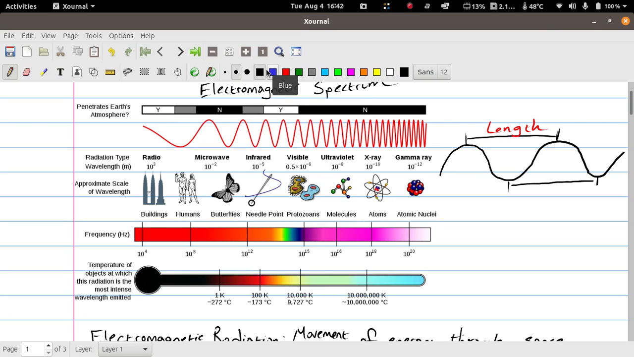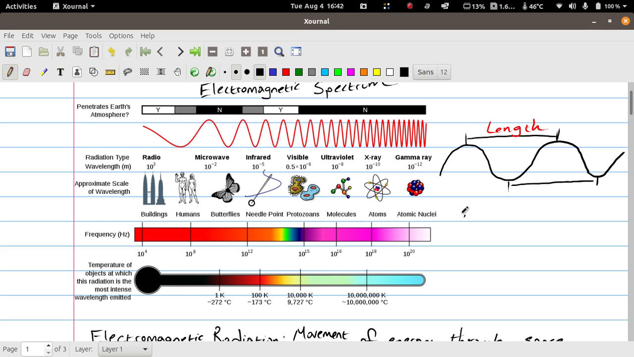Anyways, electromagnetic radiation has two things in common no matter which type it is. They all have a frequency and they all travel at the speed of light. And they all have a certain wavelength. And the whole idea of this lesson is we're going to be exposed to the electromagnetic spectrum and we're going to learn how to calculate those things.